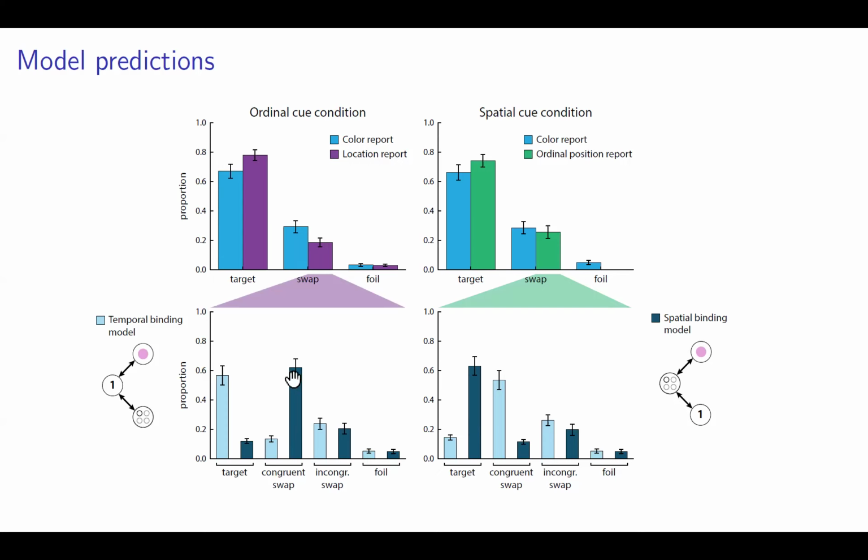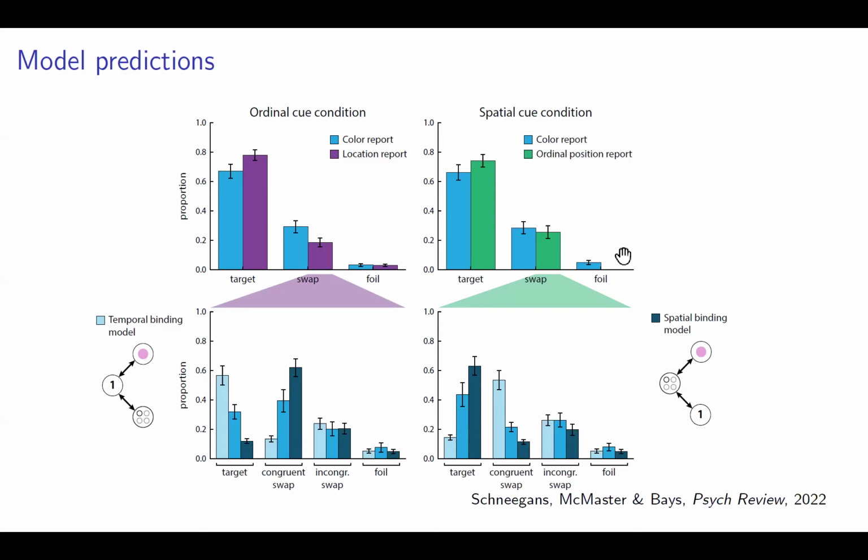Congruent swap errors occur when queued with ordinal position, because then you have to go from the ordinal position to the location and from there to the color. So making an error in the first step should lead to a correspondingly wrong response in the second step. Whereas in the spatial cue condition, you can directly go from location to color and ordinal position, so you should make uncorrelated errors. And the results in this case were really quite exactly intermediate between these two predictions.